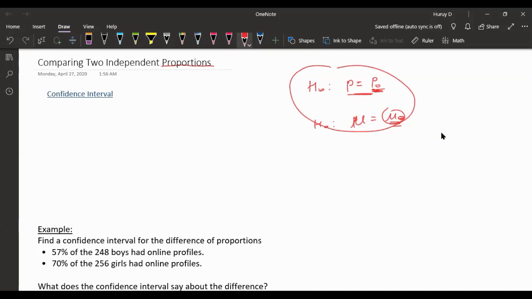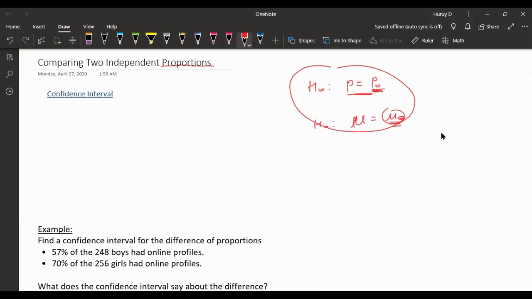To do so, we have two ways of statistical inference. The first one, as we did with the one sample, is the confidence interval. And the second one is hypothesis testing. Now let's start with the confidence interval.